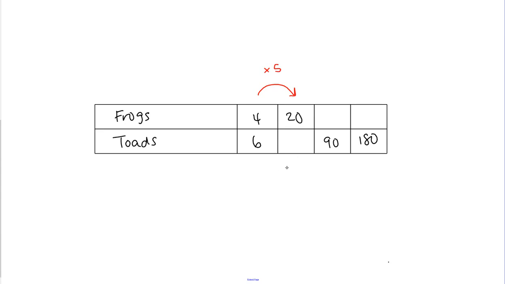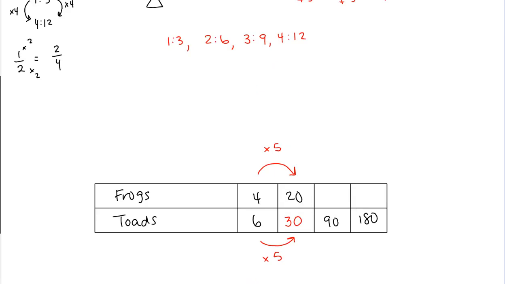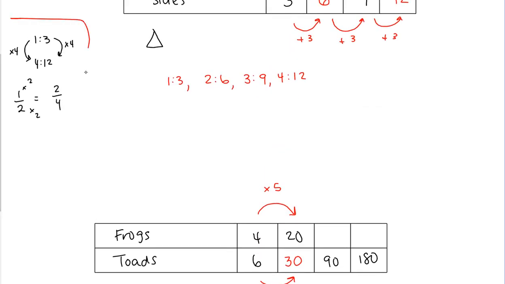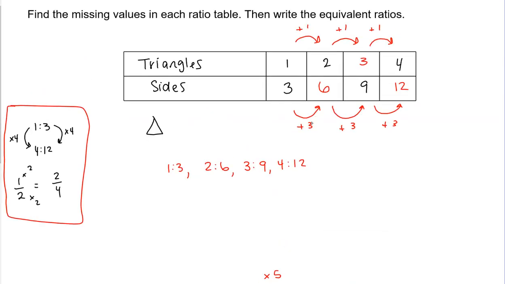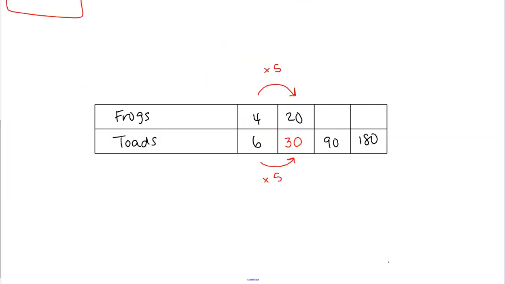Now down here we're going to have a different number because we need to multiply by 5 as well. So times it by 5, 6 times 5 is 30. Now remember, we multiplied these by the same number because when we looked back at our equivalent fractions or ratios, we needed to multiply each of those by the same number. So that's how this differs from adding.